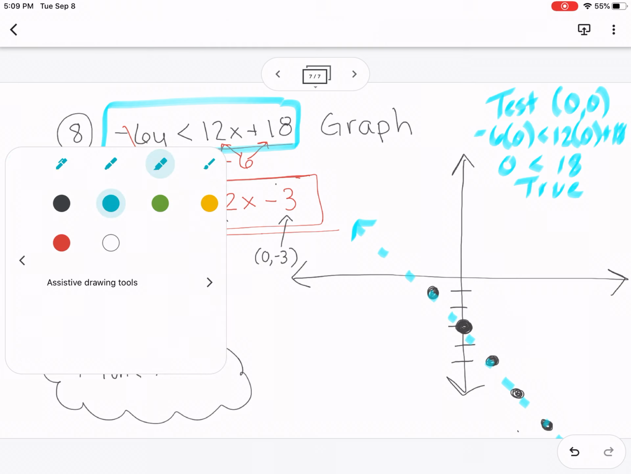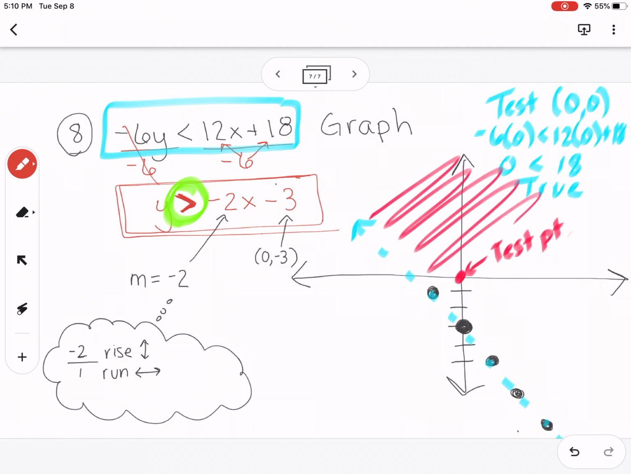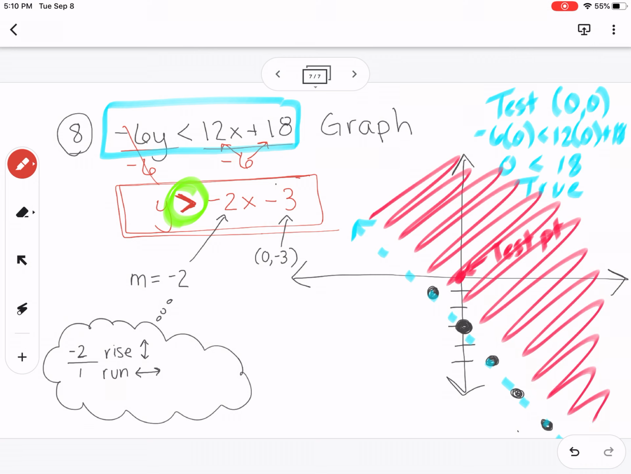So what does this mean? This means that the point that I tested, right here, 0, 0, this was my test point, made the inequality true. What that means is that it was a solution. 0, 0, my test point, was a solution. And the shading of my graph represents all the solutions. So then I'm going to shade this side of the graph. If my test point had been false, then that means that my test point is not a solution, and therefore I don't want to shade my test point. So if my test point had been false, I would have shaded the opposite side of the line.